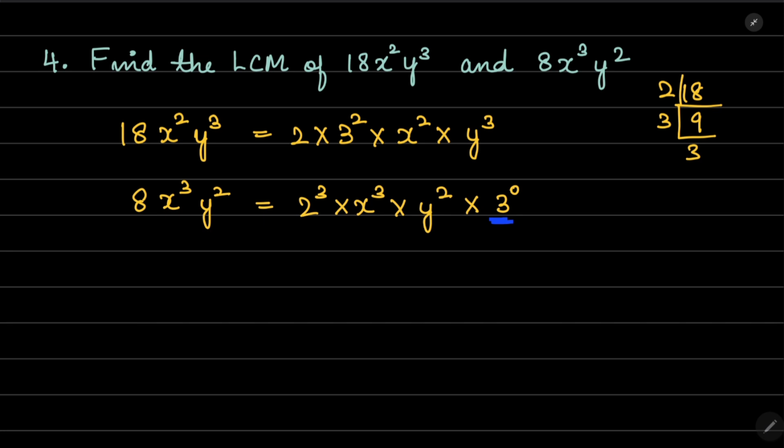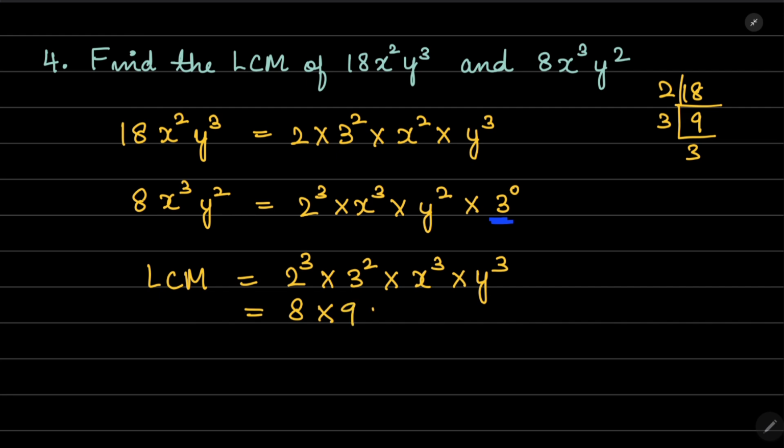Okay, now let me calculate the LCM. LCM will be the highest of all the powers. So, what is the highest power of 2? It is 2 to the power 3. What is the highest power of 3? 3 square. What is the highest power of x? X cube. And what is the highest power of y? Y cube. So, 8 into 9 into x cube into y cube. So, 9 8s are 72 x cube y cube. That's your answer.